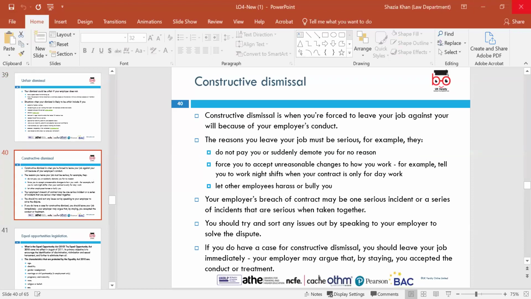Constructive dismissal, on the other hand, is where you are forced to resign in response to your employer's conduct, which has made your position untenable. Although it's referred to as dismissal, in practice it means resignation. So the term constructive unfair dismissal means you feel forced to resign, as I've mentioned.